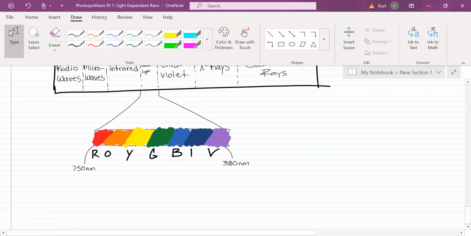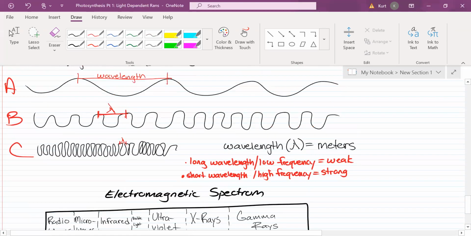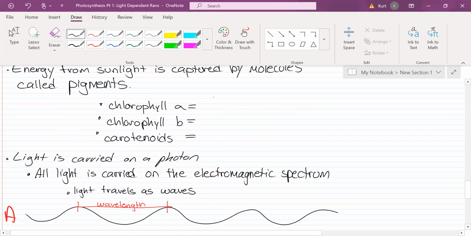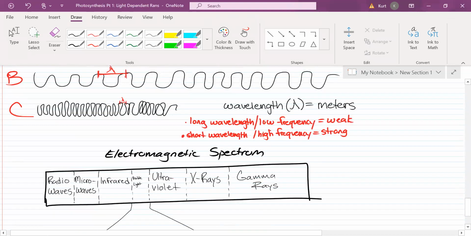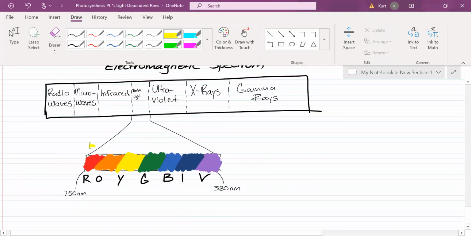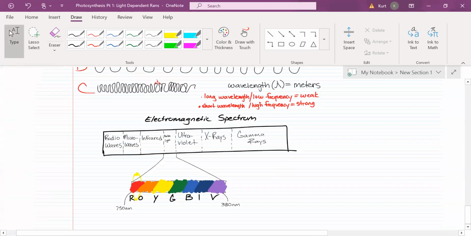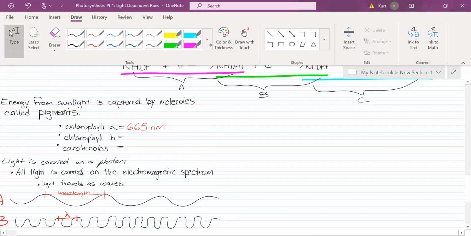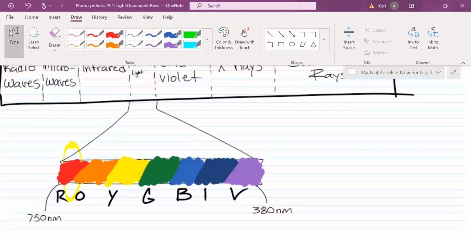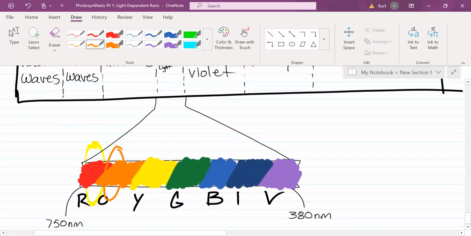Now, for plants, they absorb some of these colors and they reflect one of these colors. So let's go back up to the chlorophyll. Chlorophyll A absorbs 665 nanometers. That's the wavelength. That's going to be right about here. Red. Chlorophyll B absorbs about, what do I have? 640 nanometers. That's going to be right about here. Orange.